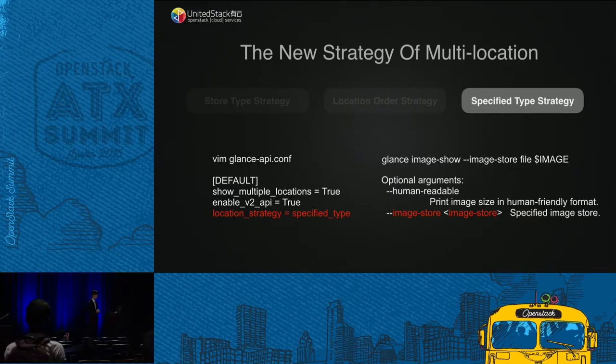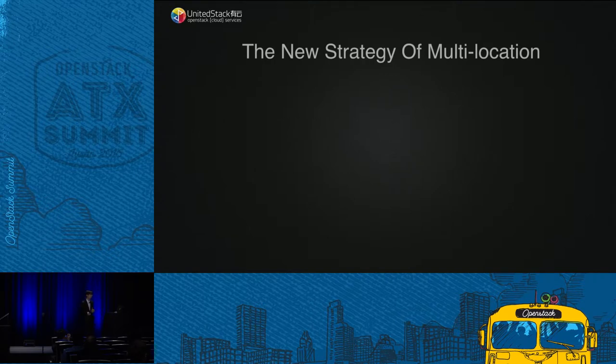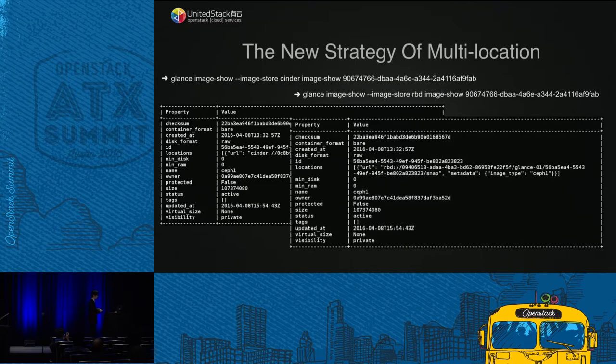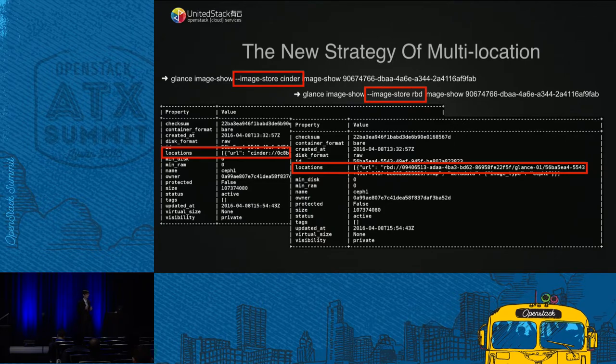And for more details, I would like to run the command glance image-show with the parameter image store as Cinder. And then I run the command for the same image, but with a different parameter, image store as RBD. So now check out the result. The first image just returned the Cinder location because we passed the parameter to specify the image store. And the second image returned the RBD location. In fact, we all know it's an image with multiple locations. But with our work, now we are able to get whatever location we want.